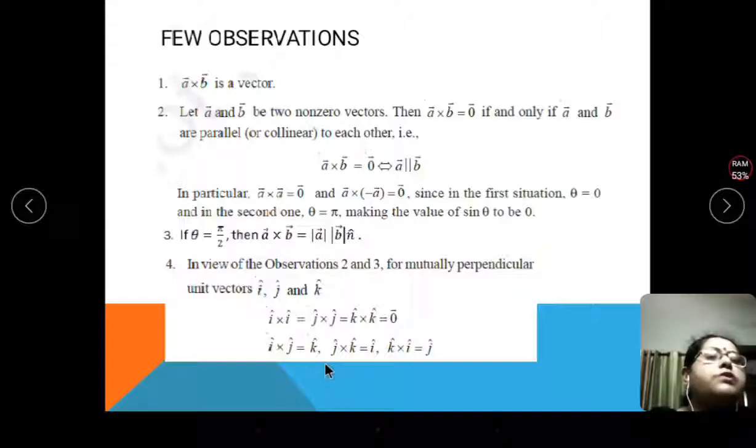With the same logic, j cross k is going to be i, because i is now the vector which is perpendicular to both j and k. And similarly, k cross i is going to be j.